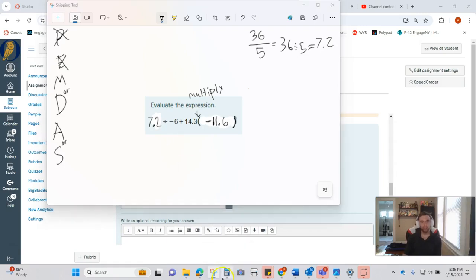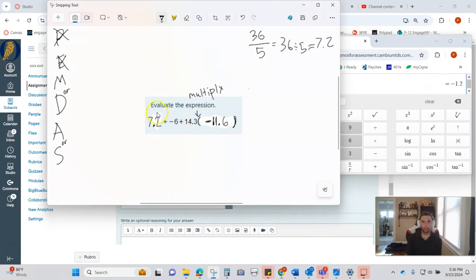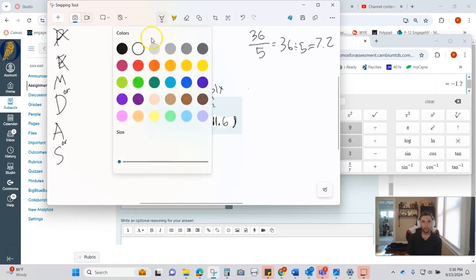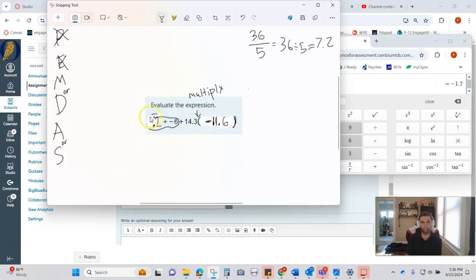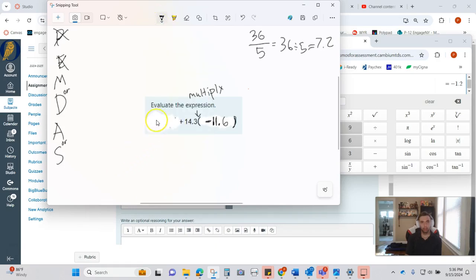Now, this is much easier to type in our calculator. Oops, wrong calculator. 7.2 divided by -6 is -1.2. So let's smudge out this part of our expression and write -1.2 there. Smudge this out, not the plus sign though. Negative 1.2. And so we did the division, no more division.